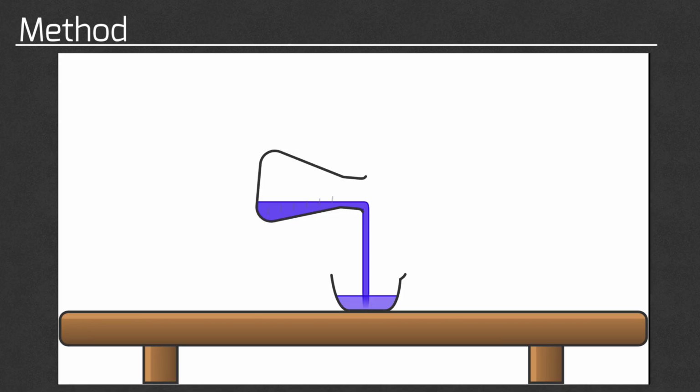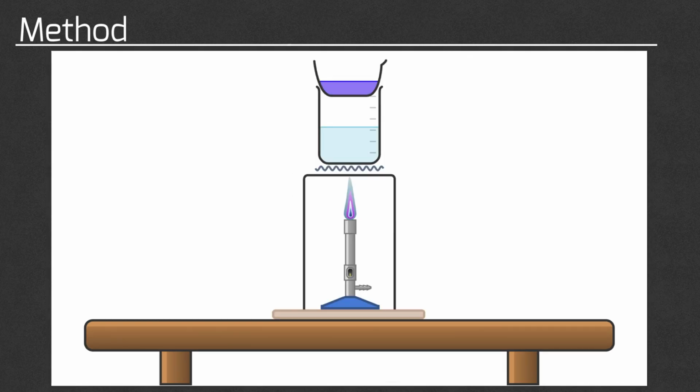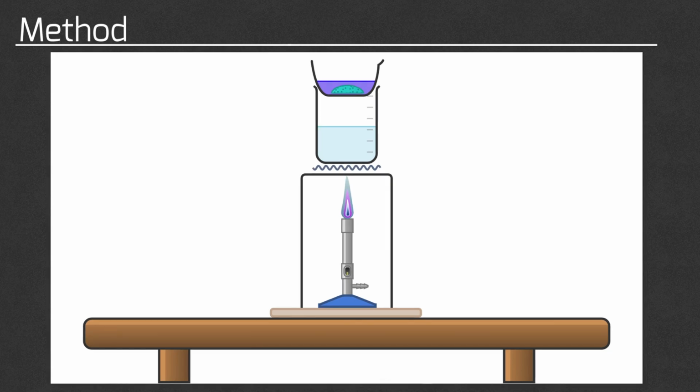Pour the filtrate from the conical flask into the evaporating basin. Place a 250 centimetre cubed beaker, half filled with water, on top of the gauze, and place the evaporating basin on top of the beaker. This is what we call a hot water bath. Turn on the Bunsen burner. When crystals start to form, stop heating the water bath.